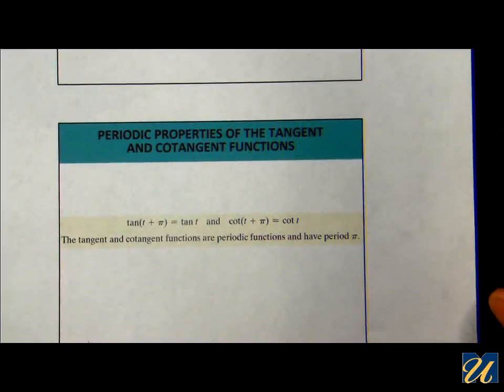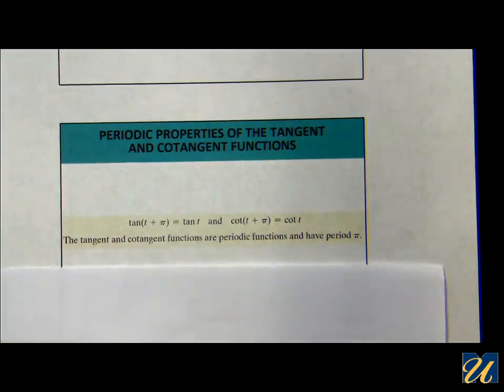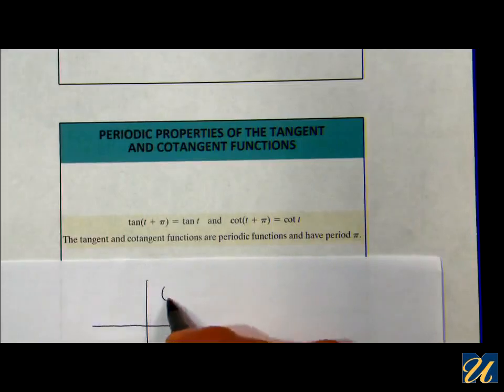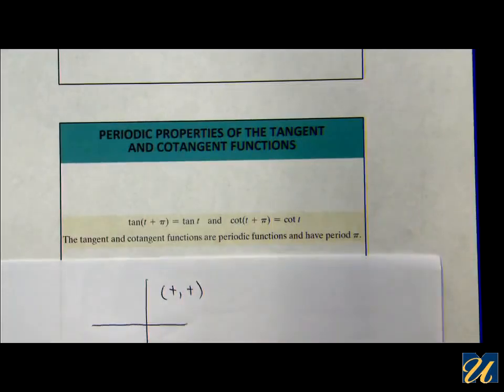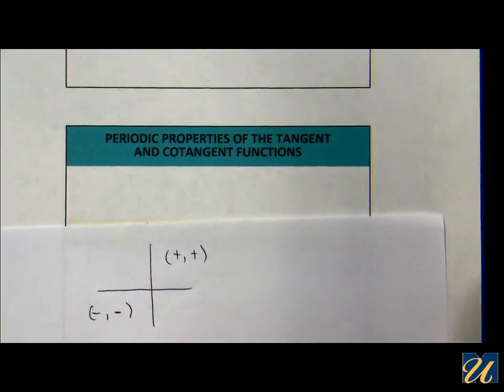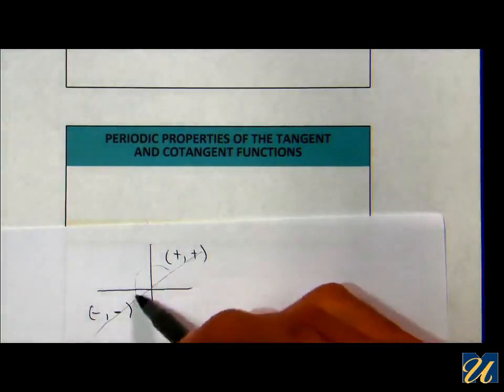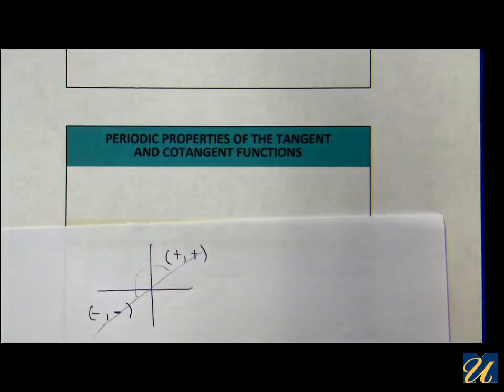Now the tangent and the cotangent do not have period 2 pi. They have period pi. That's a little tricky because these are ratios, right? The tangent's y over x. In this quadrant, the tangent's positive. But in this quadrant over here, because it's the ratio of y to x, it's also positive. So that is pi, 180-degree rotation, apart.